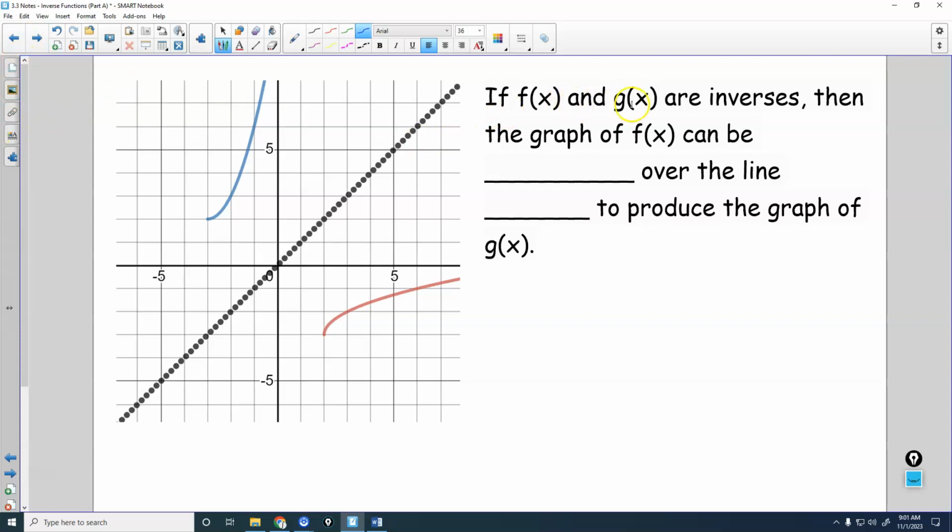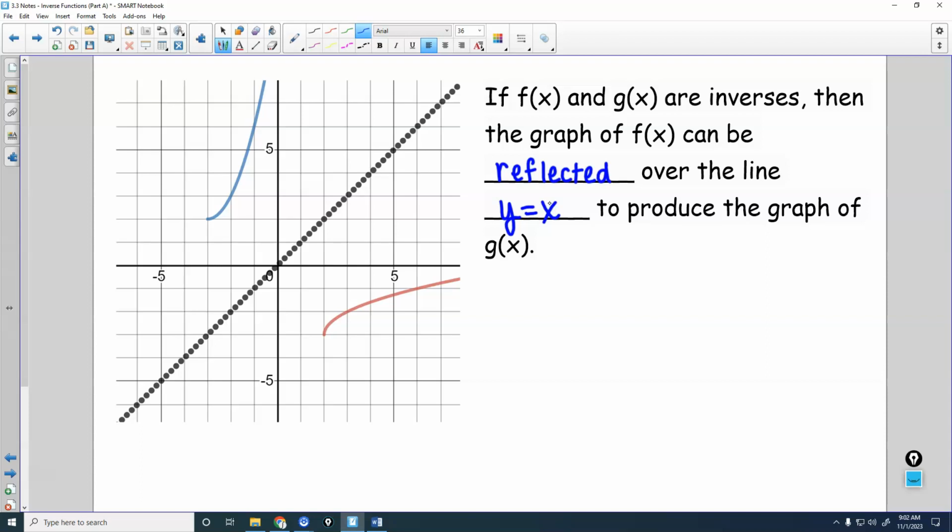If f of x and g of x are inverses, then the graph of f of x can be reflected over the line y equals x to produce the graph of g of x. This is all stuff we are reviewing from pre-calc, so it's not actually the calculus part of it yet. We will get to it in part B and C of these notes.